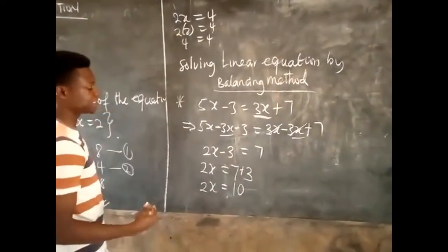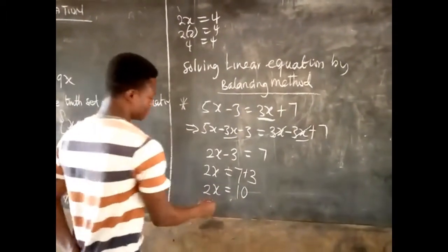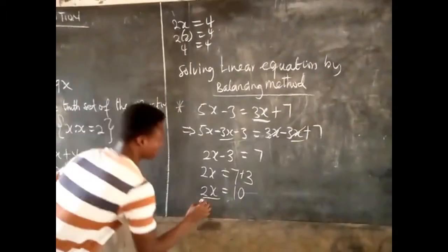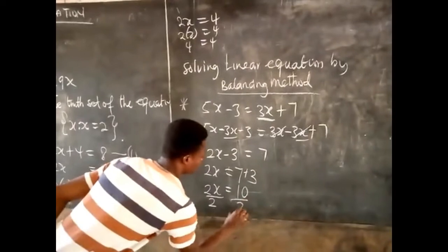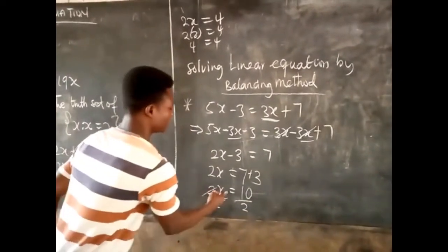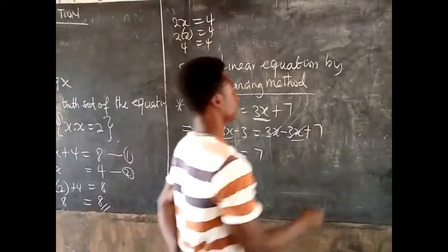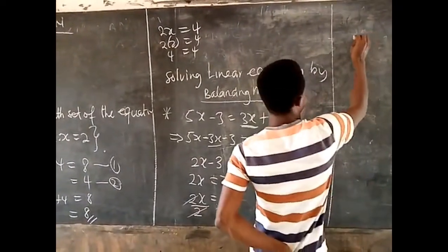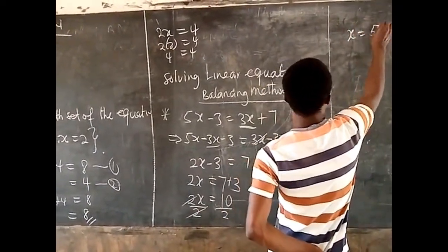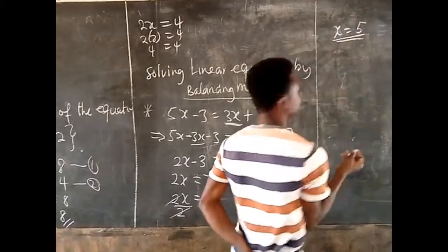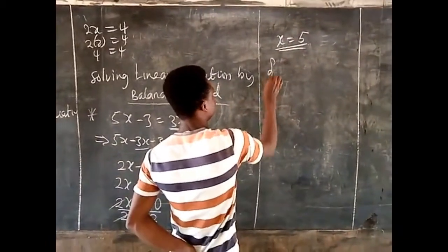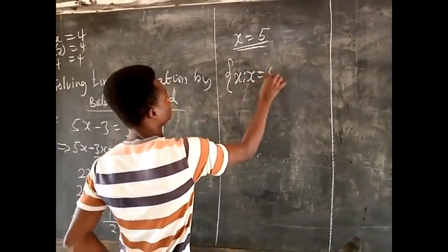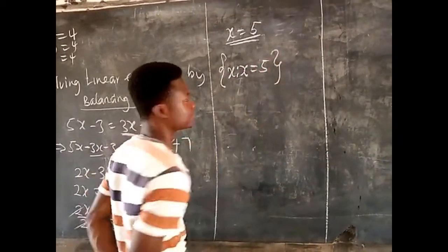The rule also says to divide by the same quantity. So we divide our equation by the same quantity: divide here by 2 and divide here by 2. 2 cancels 2, leaving x, and 10 over 2 gives me 5. So we say our x is now equal to 5. Finally, the truth set of our equation is x such that x is equal to 5. Thank you.